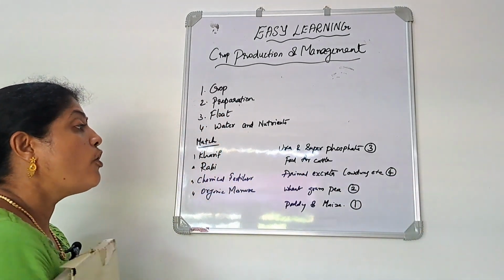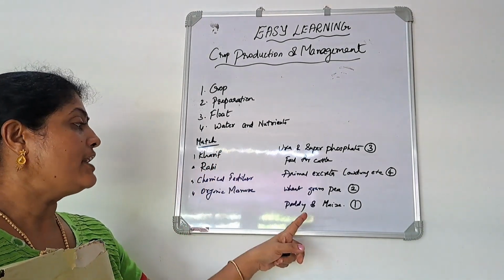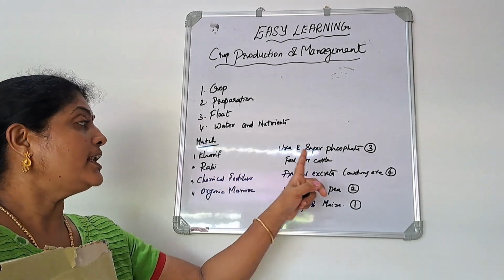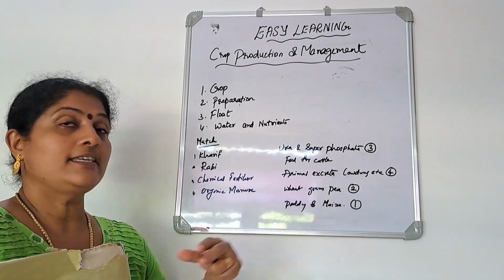So these are the 4 questions which is given in the match the following. First one kharif. Kharif crop is paddy and maize. Rabi crop is wheat, gram and peat. Chemical fertilizer it is urea and superphosphate, and organic manure it is animal excreta and cow dung.